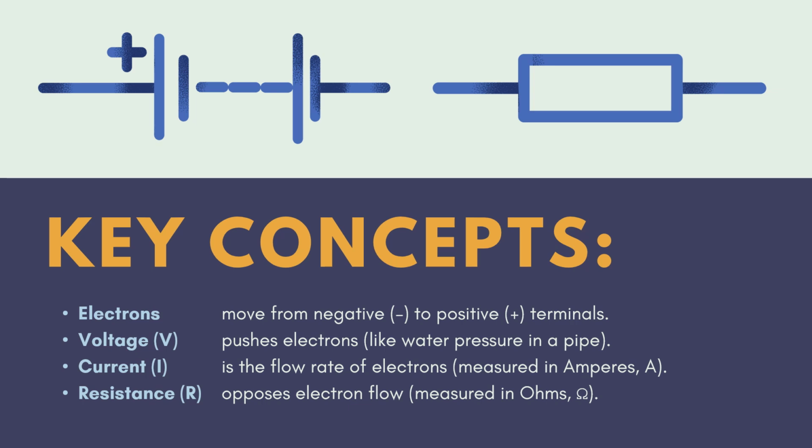The key concepts to learn include electrons, which are the negatively charged particles, and they move from negative to positive terminals. Voltage. Voltage pushes the electrons like the water pressure in a pipe. Current. Current is the flow rate of electrons. Resistance. Resistance opposes the electron flow.